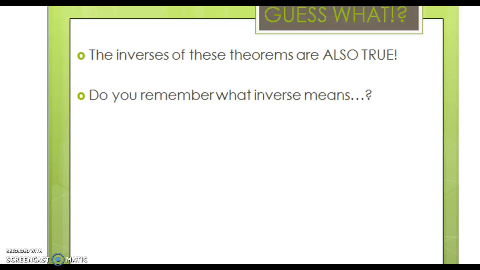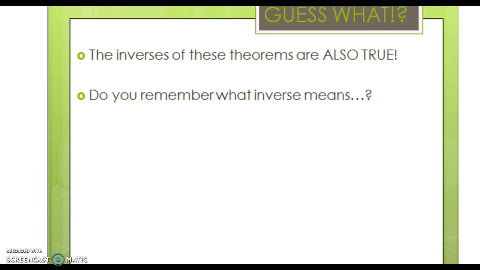The inverse of all these theorems are true. Do you remember what inverse means? It means that you are going to take the negation of both parts. Do you remember what negation means? That's where we're pretty much taking the opposite. You're inserting the word not or taking it out. So, if two sides of a triangle are not congruent, then the angles opposite them are not congruent.